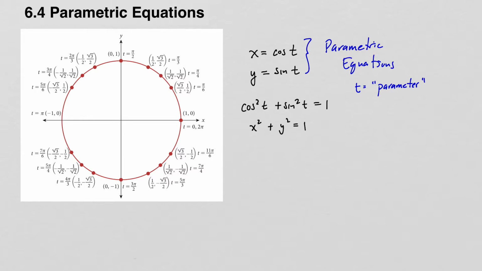So parametric equations give us another way to think about graphs in the coordinate system. And the nice thing about parametric equations is that you can separate the x and y variable from each other and express them in terms of a third independent variable, again, that we call the parameter. Let's take a look at an example.